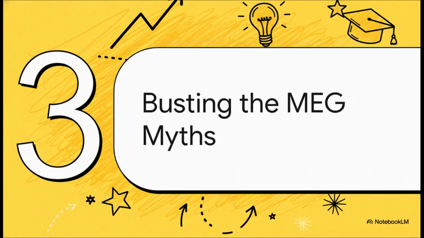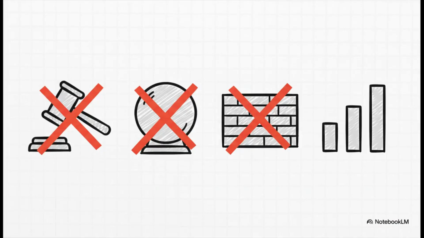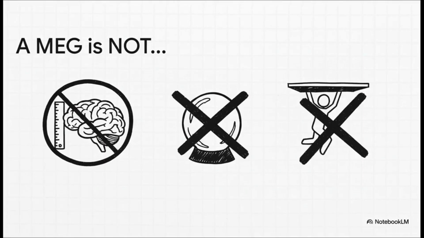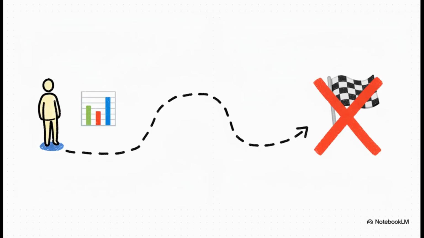Alright, this next part is maybe the most important section of them all, because there are so many myths floating around about what a MEG actually means for you. So let's bust them one by one. Let's be absolutely crystal clear about this. Your MEG is not a test of how smart you are. It's not a crystal ball telling you what your final grade will be. And most importantly, it's not a limit, a cap, or a ceiling on what you're capable of achieving, not even close. Your MEG is just a statistical starting point based on past data. It's not the finish line, and it's certainly not your destiny. The path you take from that starting point is entirely up to you.